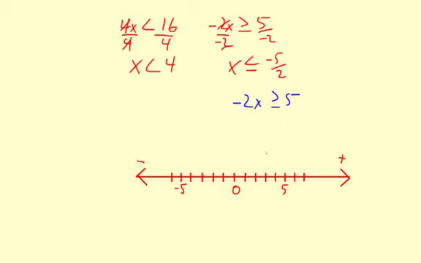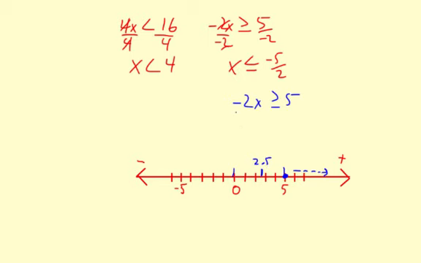Let's model this on the number line and see what happens. 5 is right here. I'm doing a closed circle. And negative 2x is greater than or equal to 5. So normally greater than or equal to 5 would be going this way. And if we wanted to look at dividing this by 2, we'd be putting it right here, and that would be 5/2 or 2.5, whichever way you want to look at it.